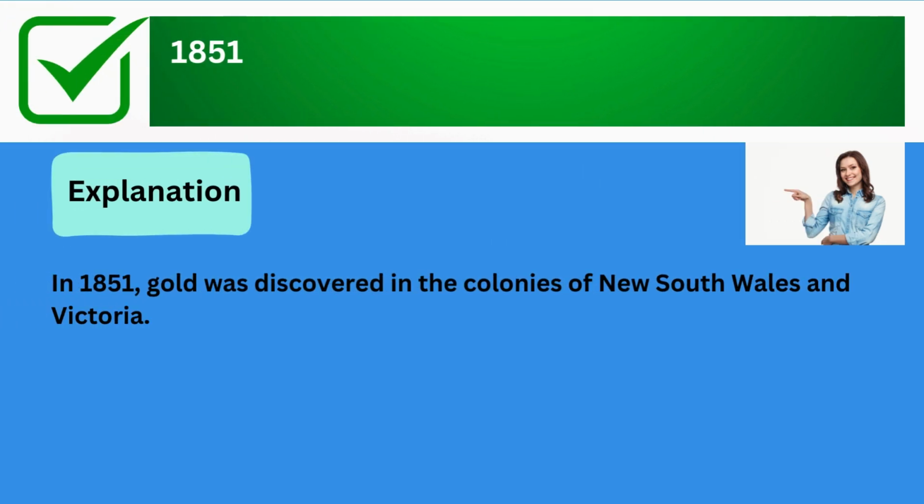The correct answer is 1851. Explanation: in 1851, gold was discovered in the colonies of New South Wales and Victoria.